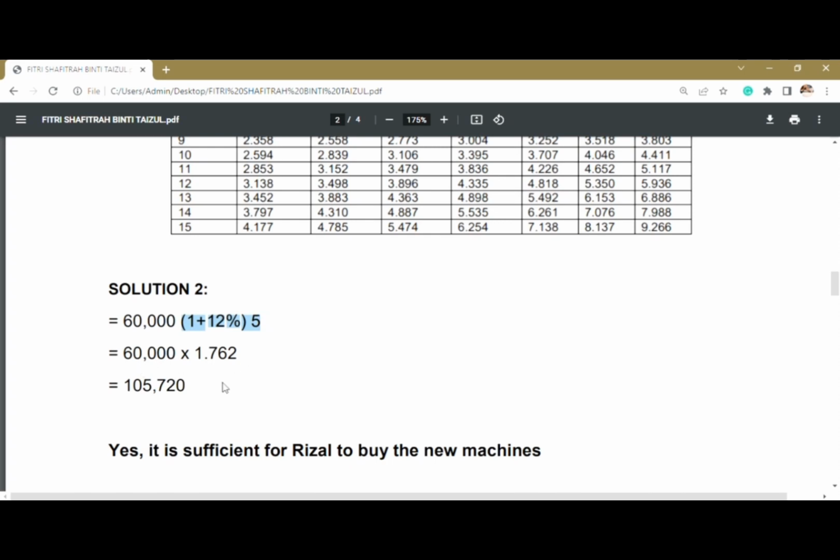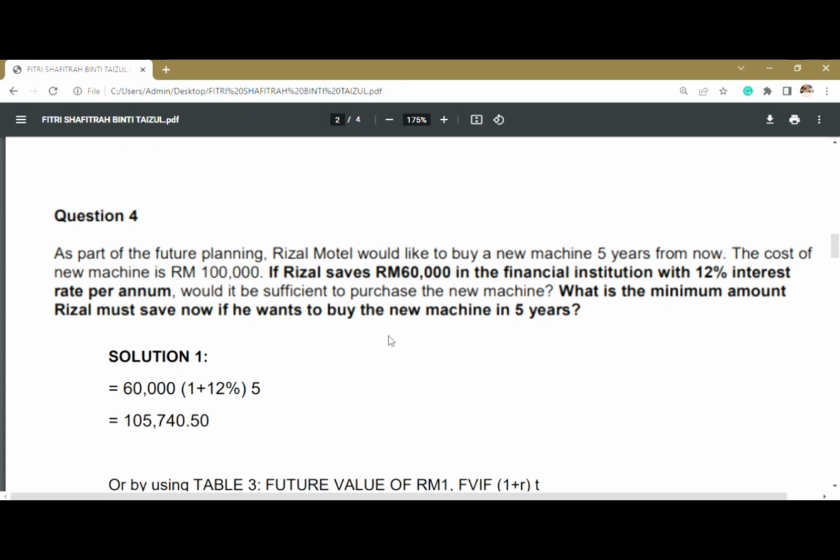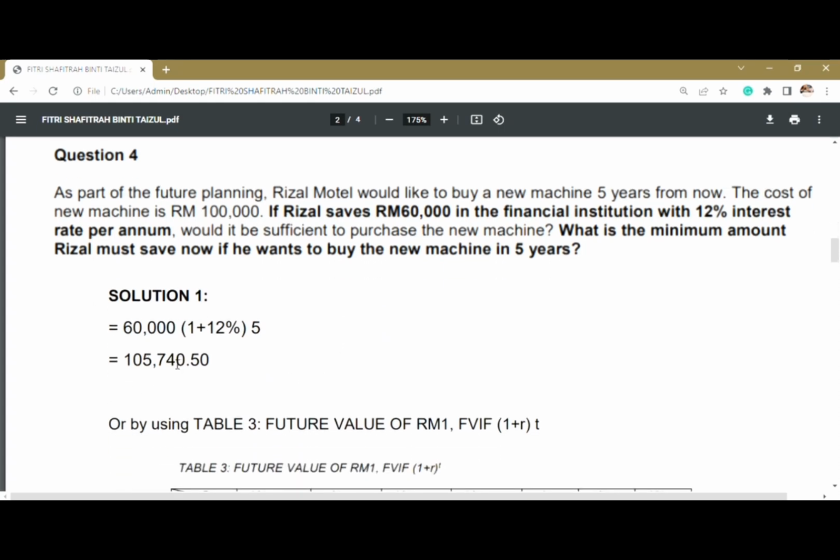So we can multiply the saving, which is 60,000 times 1.762, and we will get 105,720. So here we can say yes, it is sufficient for Rizal to buy the new machine, because when we calculate the answer for whether it would be sufficient to purchase the new machine, we get an answer above 100,000.